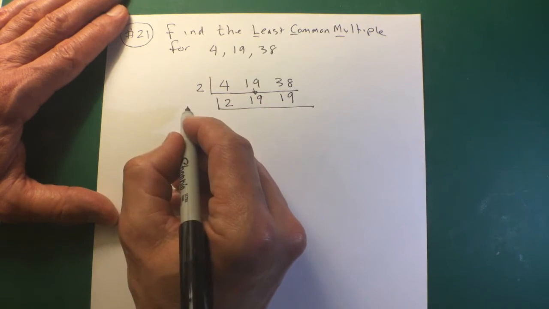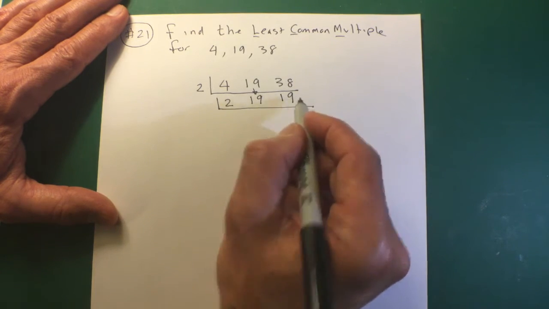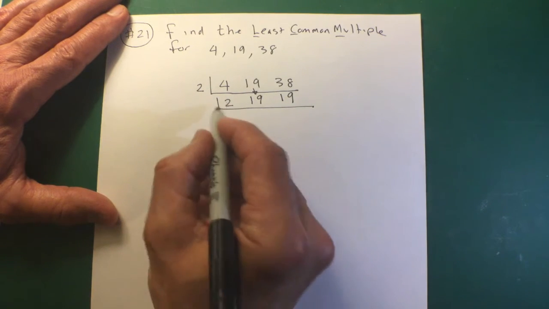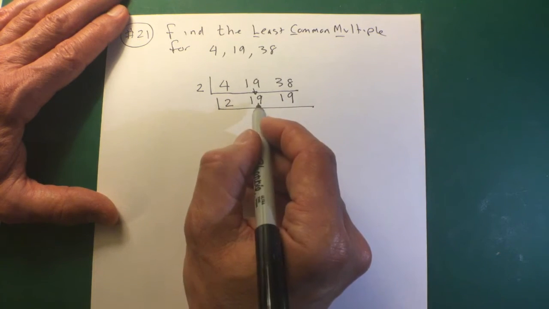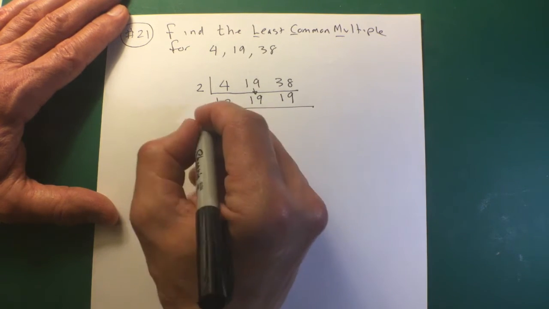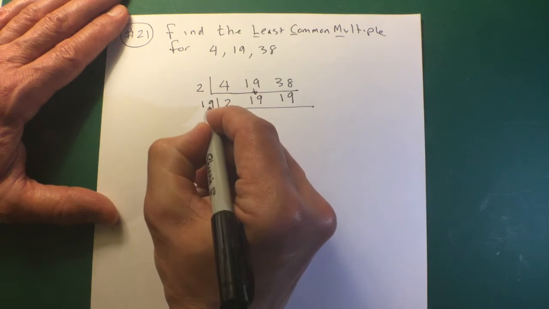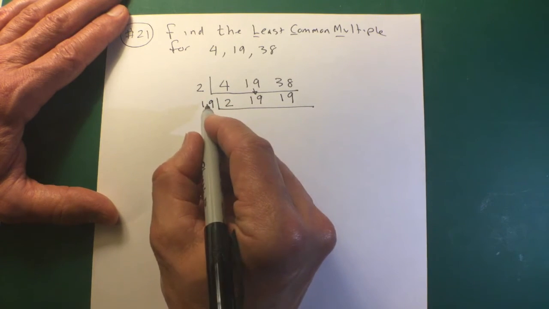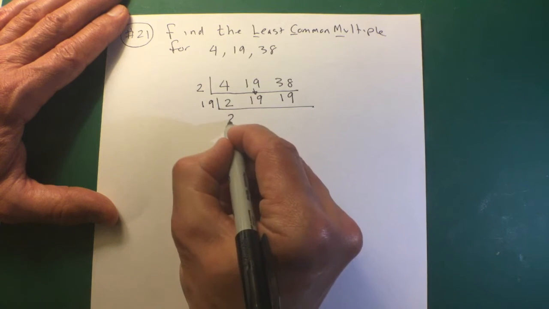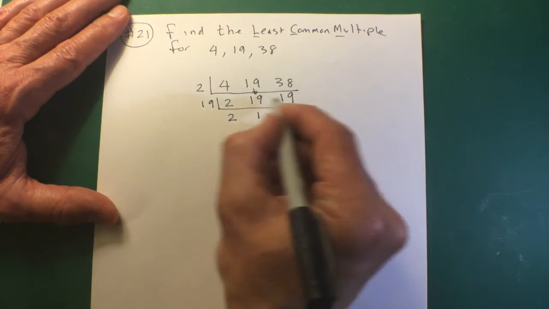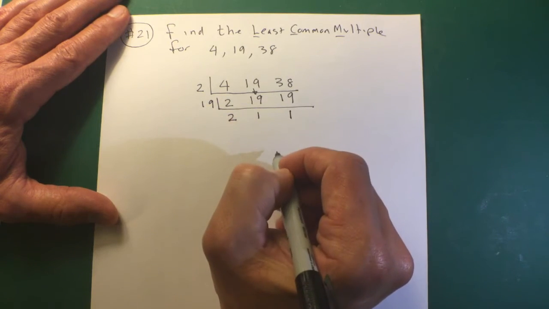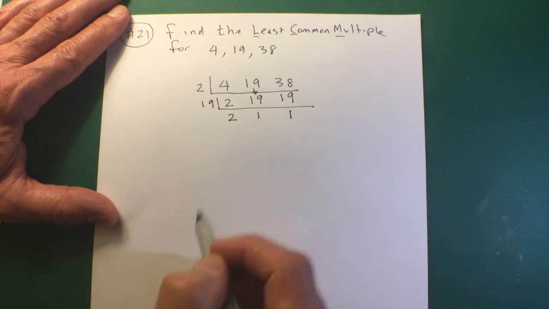And I'll say, do I have any prime numbers that go into 2, 19, and 19? I have to think to myself, well, 2 is a prime. 2 goes into 2, but it doesn't go into 19, doesn't go into 19. Is 19 a prime? Well, actually, yes it is. So we're going to divide by 19 here. And 19 does not go into 2, so we're going to keep it the same. 19 does go into 19 how many times? Once. And 19 goes into 19 once. And then we're done. Okay?